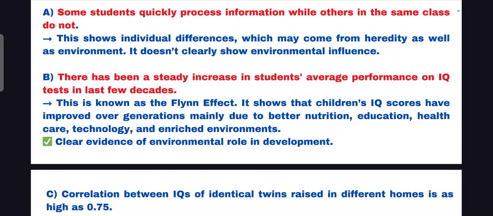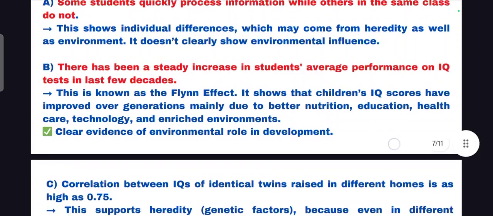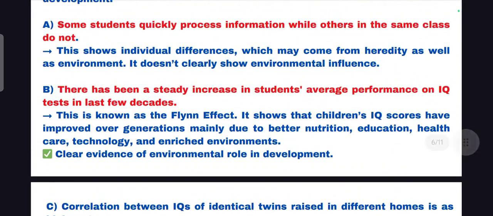Mainly due to better nutrition, education, healthcare, technology, and enriched environments. So this is clear evidence of the environmental role in development. The main reasons behind the improvement in children's IQ scores are better nutrition, education, healthcare, technology, and enriched environment. These are all environmental factors. So the second statement supports the role of environment in development.